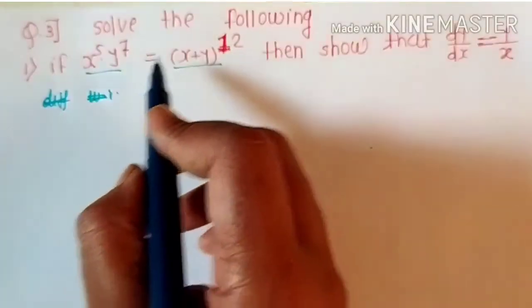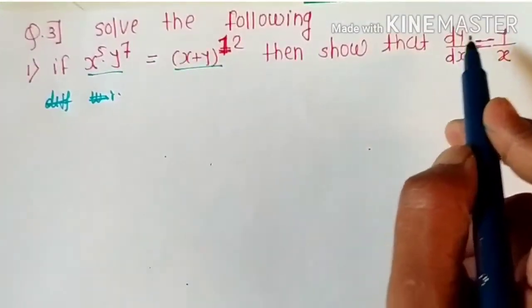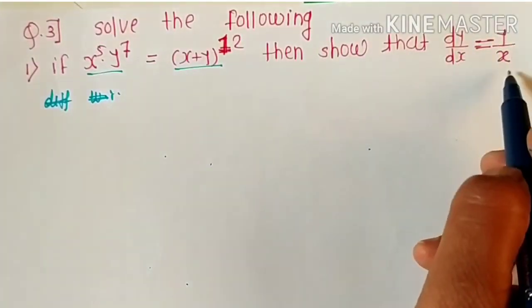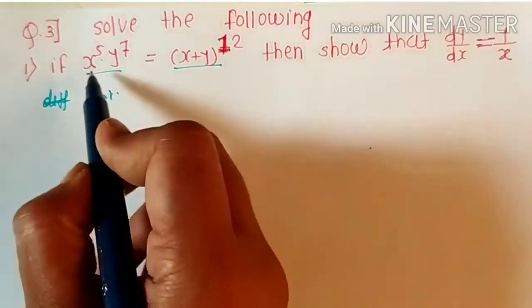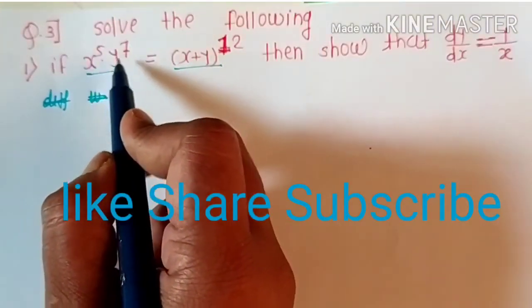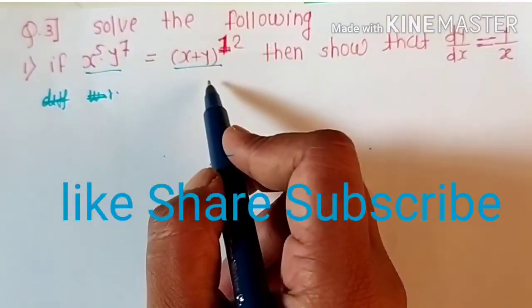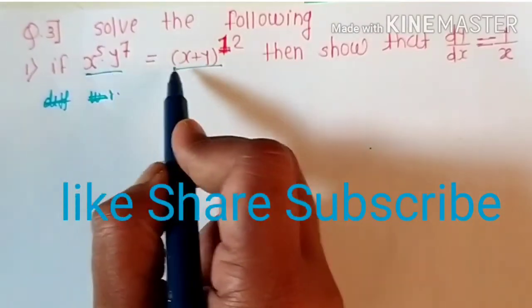Next example, solve the following. What result is required? We have to find dy by dx is equal to y upon x. We have to show this result. We are given x raised to 5 into y raised to 7 is equal to x plus y raised to 12. First we have to simplify this term.